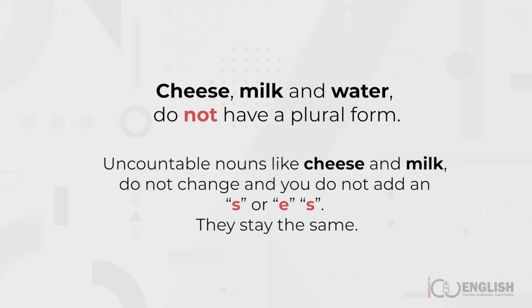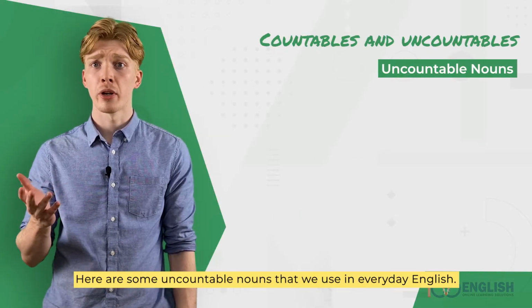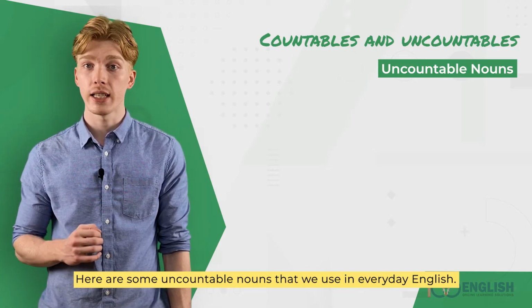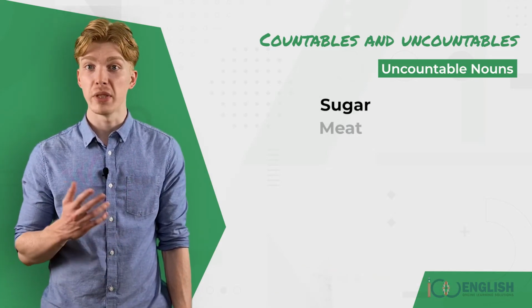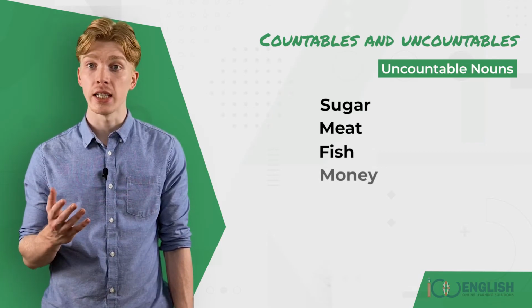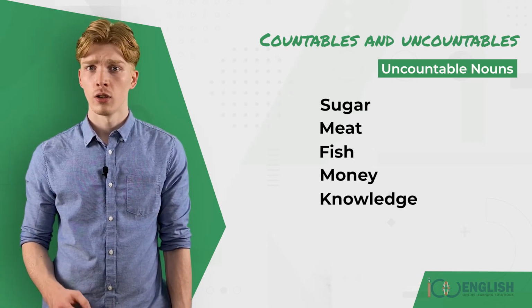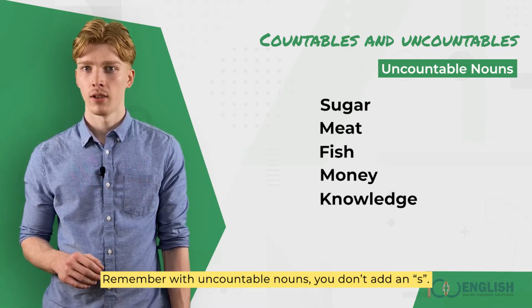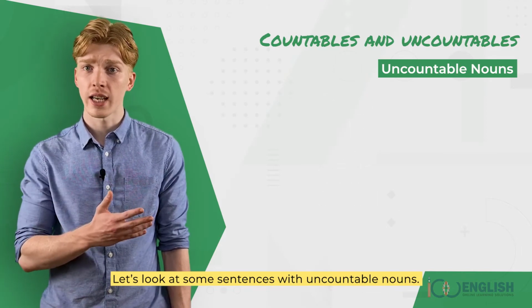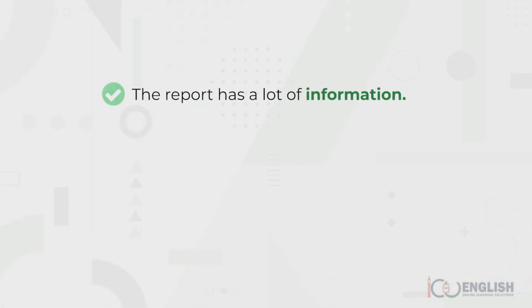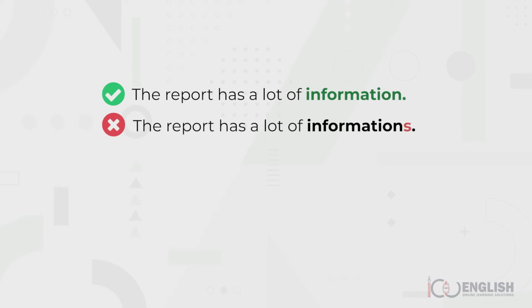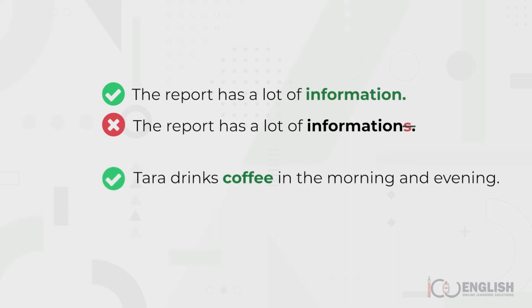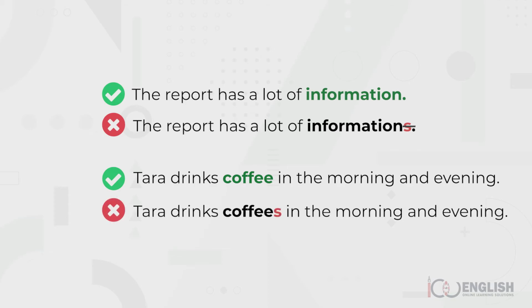They stay the same. Here are some uncountable nouns that we use in everyday English: sugar, meat, fish, money, and knowledge. Remember that with uncountable nouns, you don't add an S. Let's look at some sentences with uncountable nouns. The report has a lot of information. Not the report has a lot of informations. Tara drinks coffee in the morning and evening. Not Tara drinks coffees.